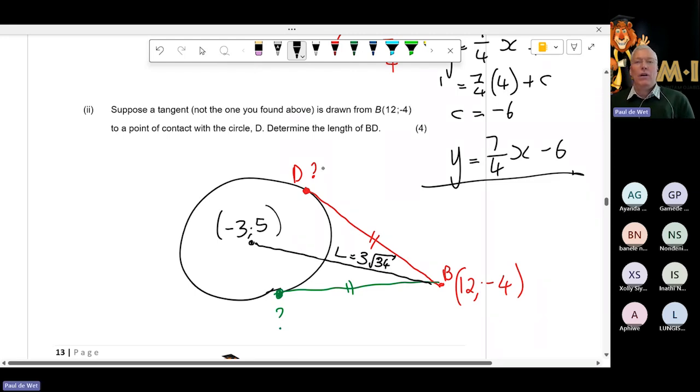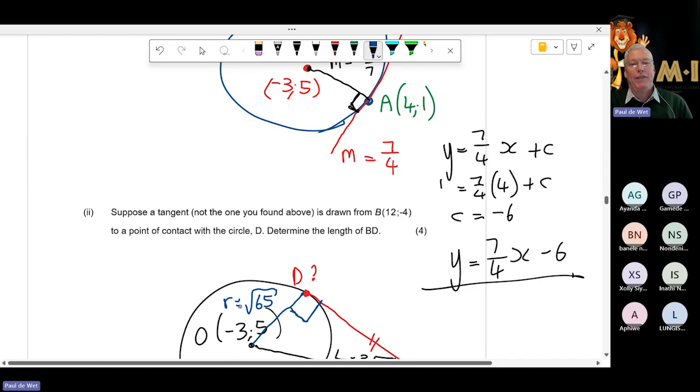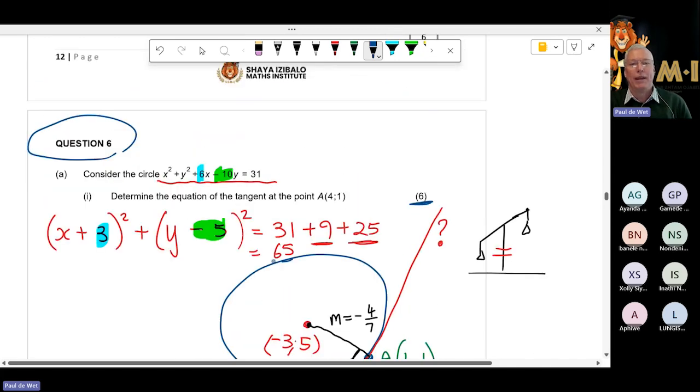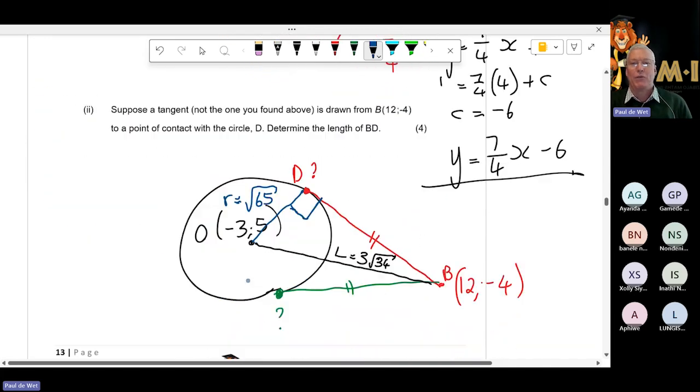The distance from the center to D, let's call that O to D. O to D is a radius, and from the previous question, we saw that it should be equal to root 65. Well done, guys. That's the square root of 65. That's the radius, and that's exactly right. That's what the learner above said.